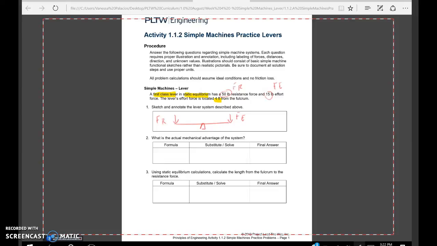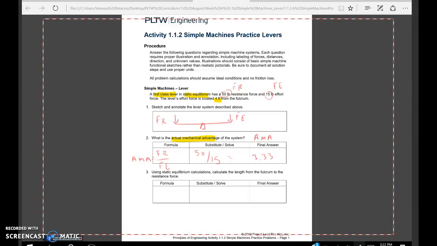Now it asks us for the ideal mechanical advantage of the system. Now the ideal mechanical advantage of the system is also called AMA. Okay, so our AMA is going to equal FR over FE. Now we just said that we know our FR and our FE, so all we have to do is plug in the values. And if we do the math, we come up with 3.33 for our AMA.